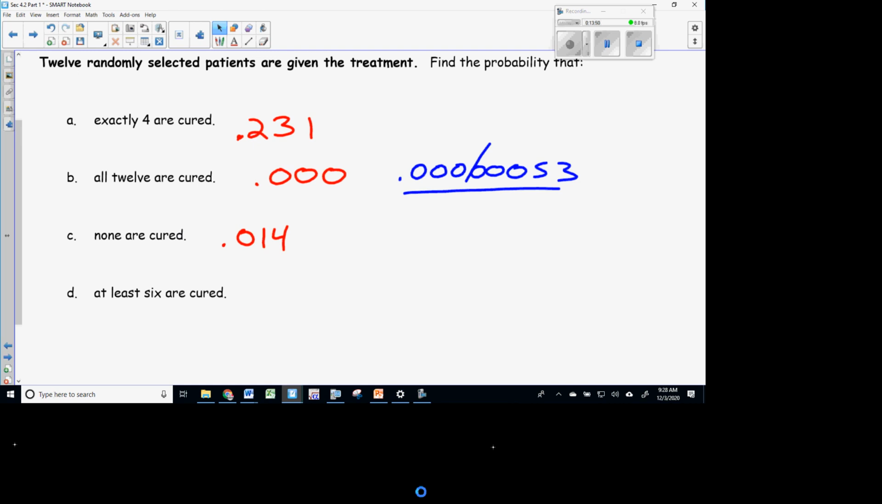So at least 6 would mean the probability, and here's how I'm going to write it. At least 6, it's equal to 6 or more, right? So what would I add up to find at least 6? So now you want to take your chart and you combine it with the calculator. And so I'm going to write it up here so we can see. This would be at 6.